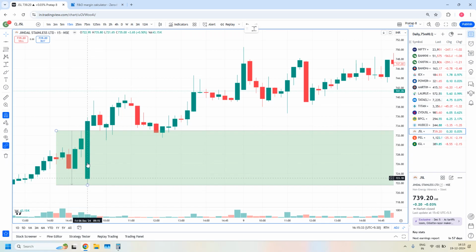Rally, base, rally. That means the same 75 minute zone will also act as a 15 minute zone, because from here to here you will draw. This is a rally, base, rally. So this entire zone is also a 15 minutes area. Now go to the 5 minutes. Now you will understand why we didn't plan a trade in this zone.